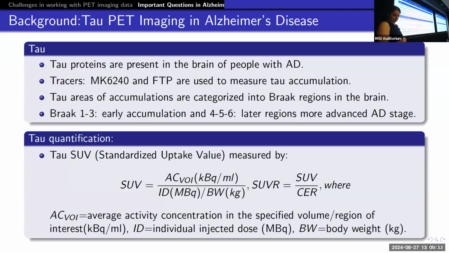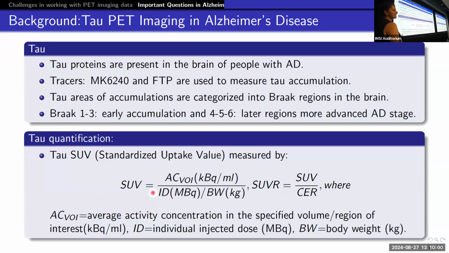I was just telling you a little bit about this. Tau proteins are present in the brain of people with AD. And these tau areas of accumulation are actually categorized into the Braak stages. Stages 1 to 3 are sort of early accumulation stages, and 4, 5, and 6 are later accumulation stages. So, the tau quantification in PET imaging, going back to the pre-processing.